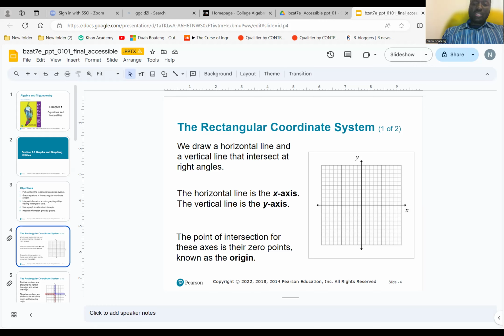On the horizontal, to the left of the origin, you have the negative axis, and to the right of the origin, you have the positive axis. At the top of the vertical line, you have the positive y-axis, and below the horizontal line, or the x-axis, you have the negative y-axis.